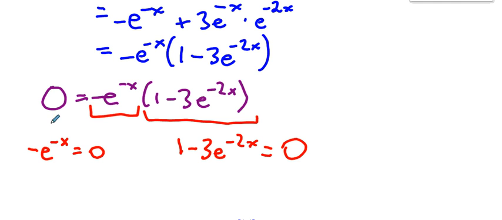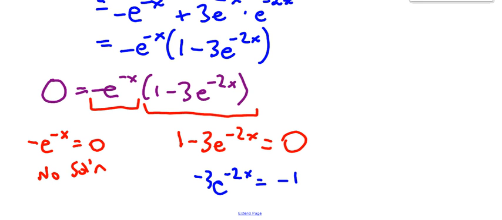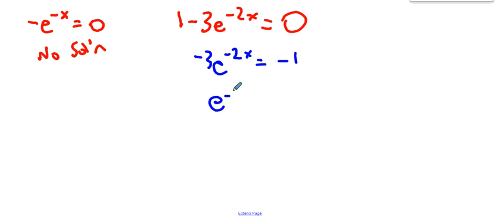So obviously when I look here, it's impossible for any base to have an exponent where the whole entire expression is equal to 0. So there's no solutions based on that particular part of it. But if I go over here, it looks like I'll be able to solve. So I'm going to subtract 1 from both sides. Give myself a little more room. I'm going to divide both sides by -3.